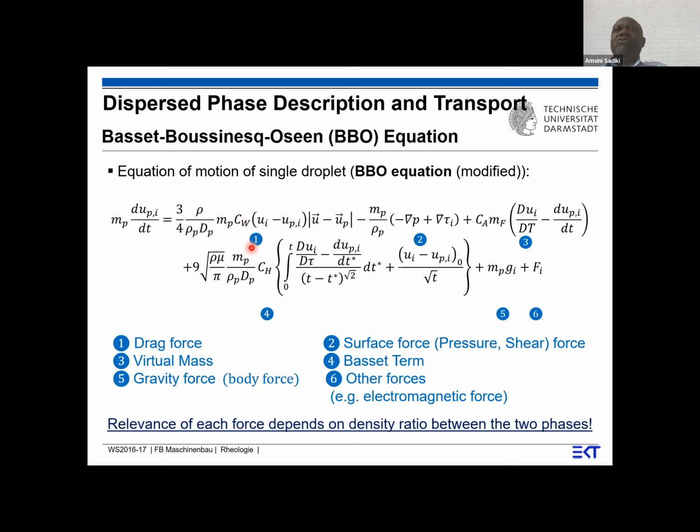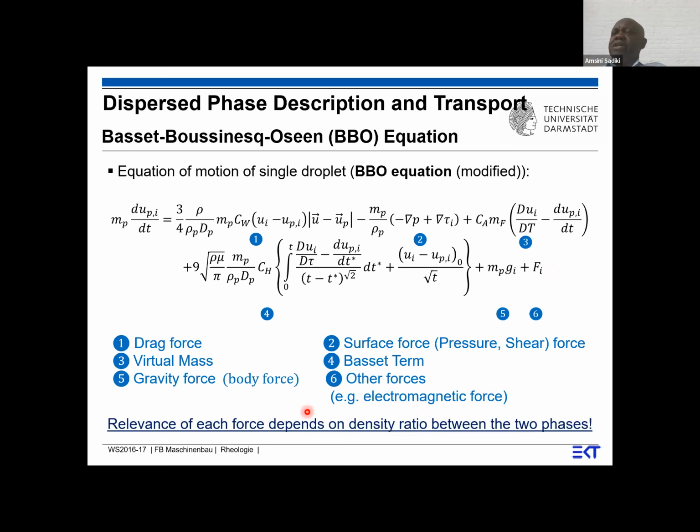We have the drag force, we have the pressure force or surface forces. We have the virtual mass force. We have the Basset force. We have the gravitation force. We have the Magnus force. We have also the Saffman force. We can also have the Coulomb force, like electromagnetic. There are a lot. And the question is, which forces are relevant in which configuration, in which situation?